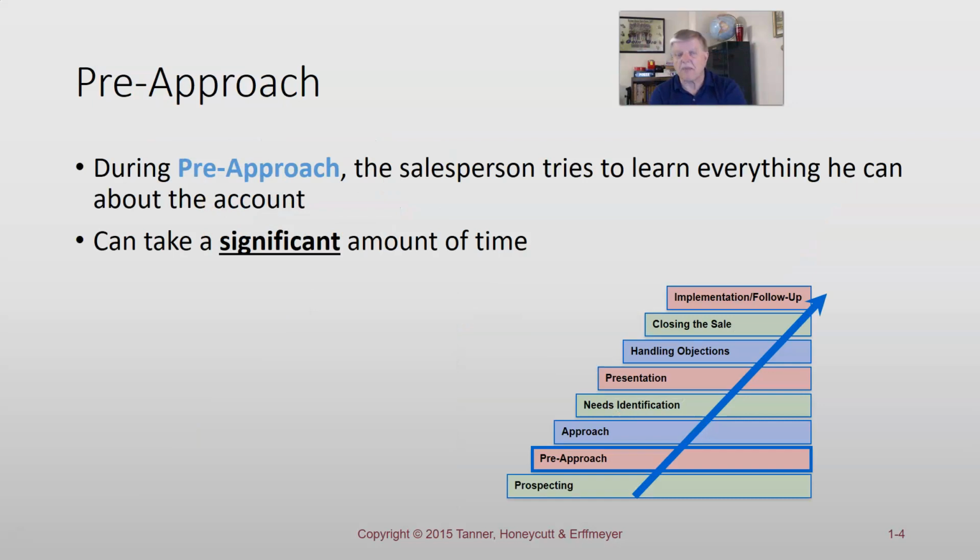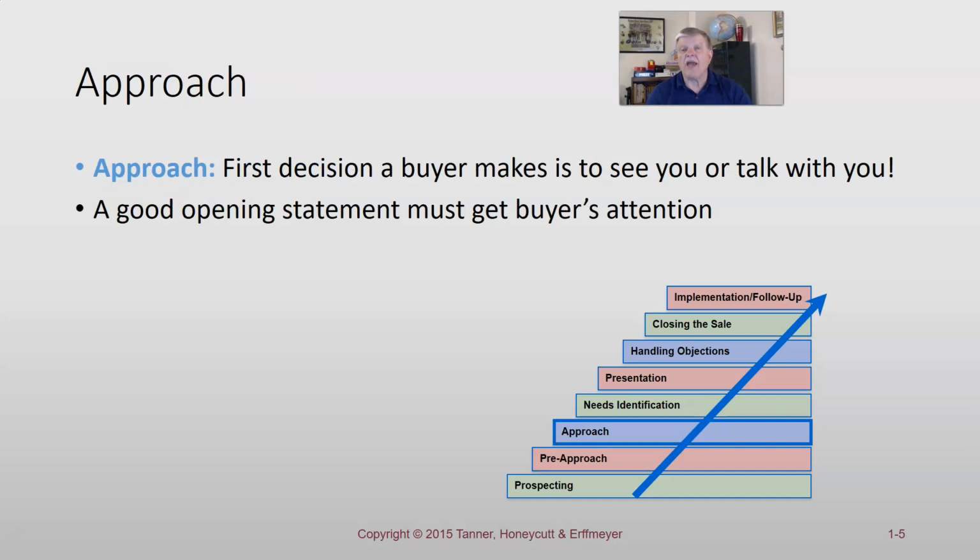So let's go to the next step, pre-approach. Pre-approach is when you find out as much as you can about that customer before you approach them. Now, in some sales you're grabbing people in a mall, and that's fine. But for a lot of B2B sales, you have to find out as much as you can about the company, and that can take a lot of time and effort, but it's well worth it because it'll help you when you actually make your approach to make that appointment to visit with them.